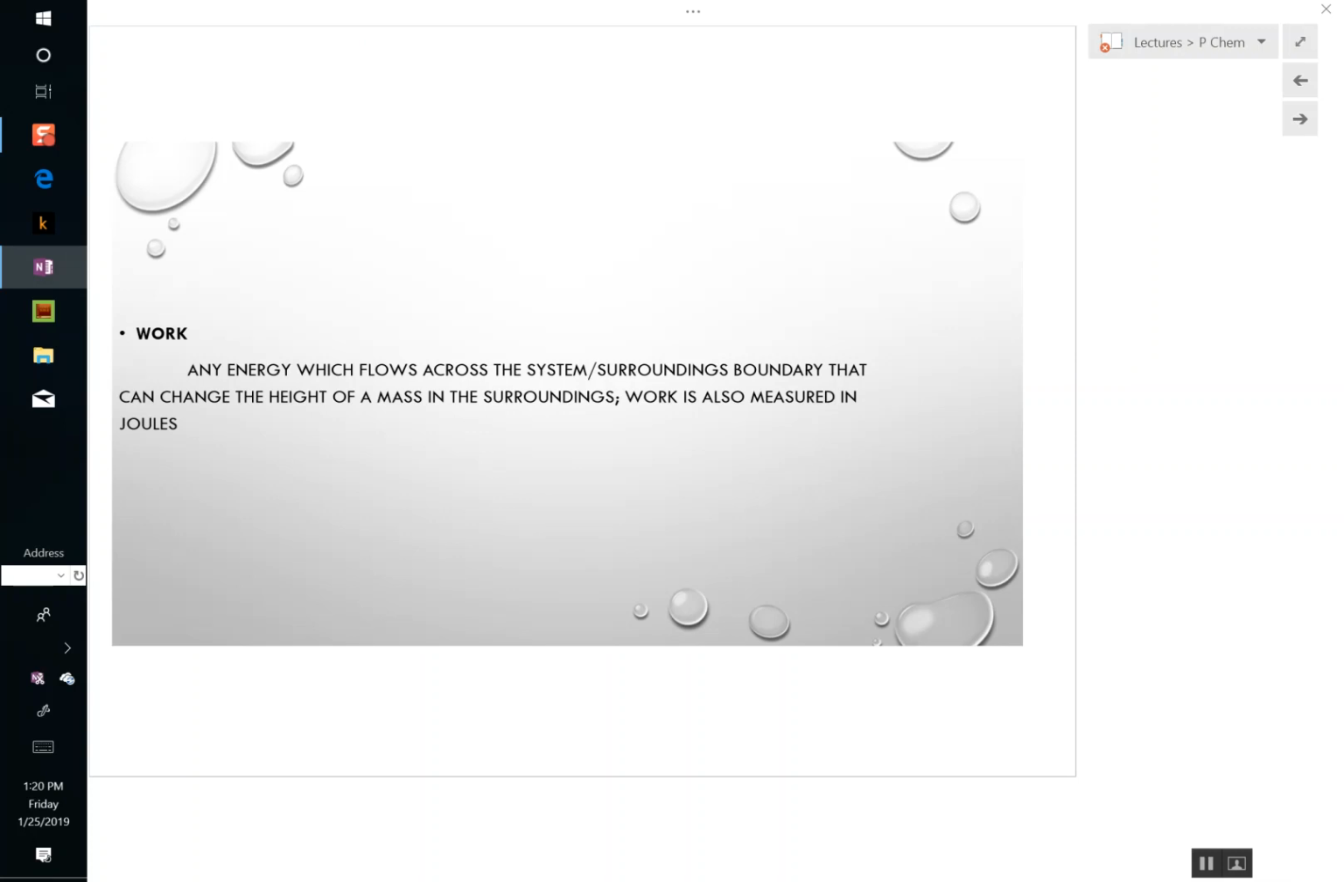Okay, so I mentioned heat. Let's just mention work for a minute. Heat, work. Any energy which flows across the system or surroundings boundary that can change the height of a mass in the surroundings. Work is also measured in joules.